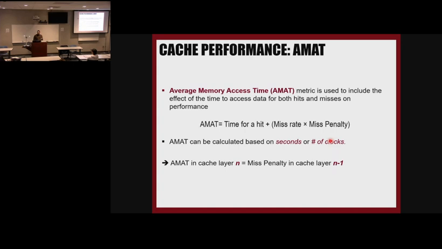Does this make sense? You don't have to memorize this. It's just based on the definition. To me, this is clear. You miss something in layer 1, the average memory access time of the layer after that is equal to the miss penalty of the layer. Okay.